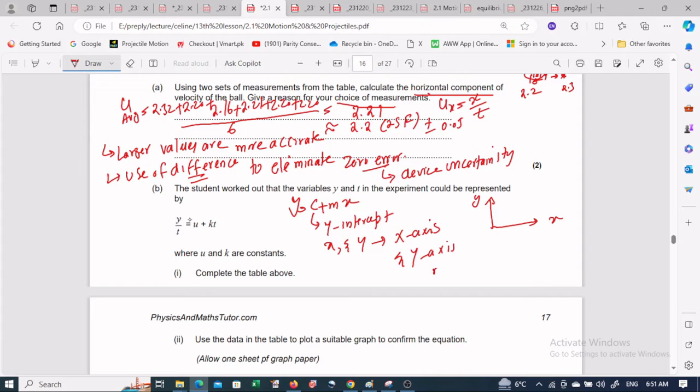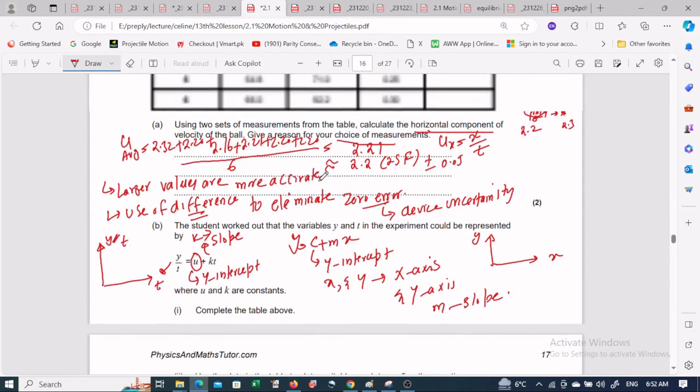Okay, and m is the slope or gradient. So in the similar equation, y over t is equal to u plus kt, the y axis is y over t, and on the x axis we have time, represented by t. u is the y intercept, and k is the slope. Okay.